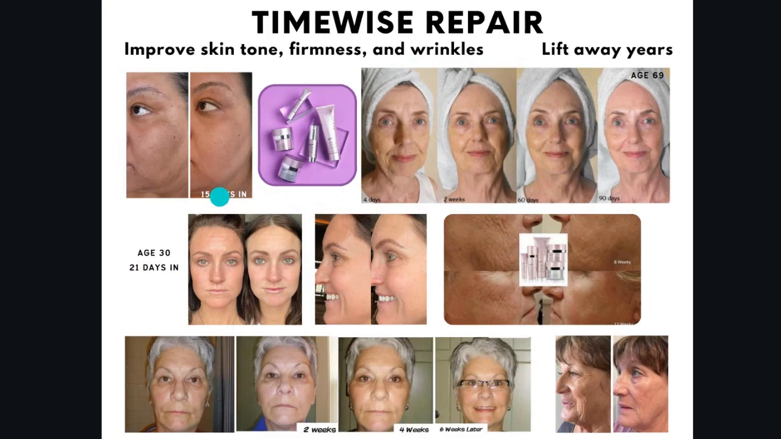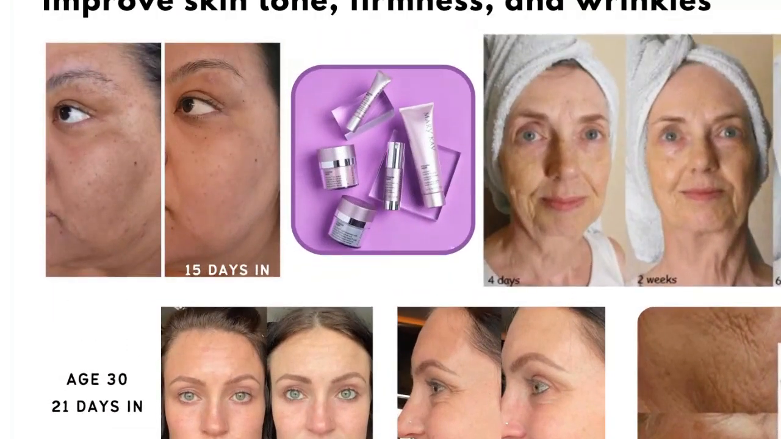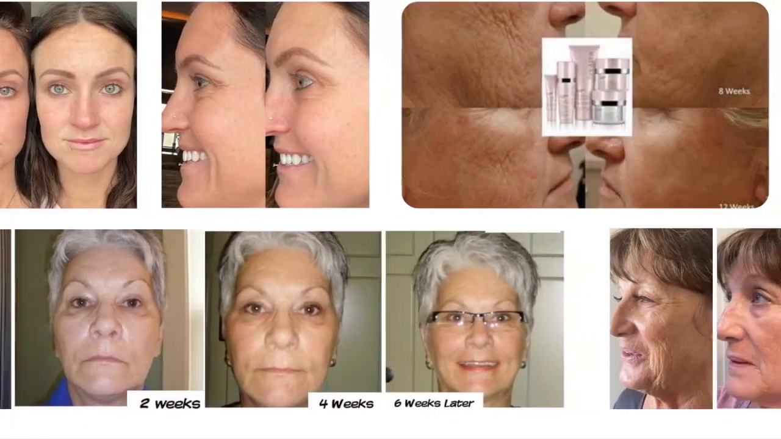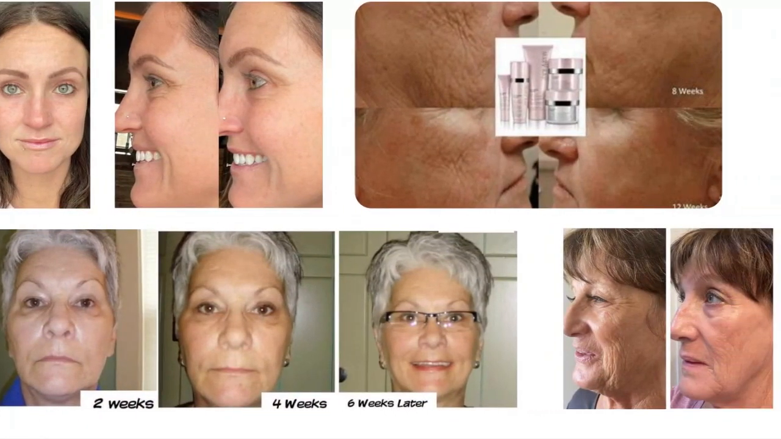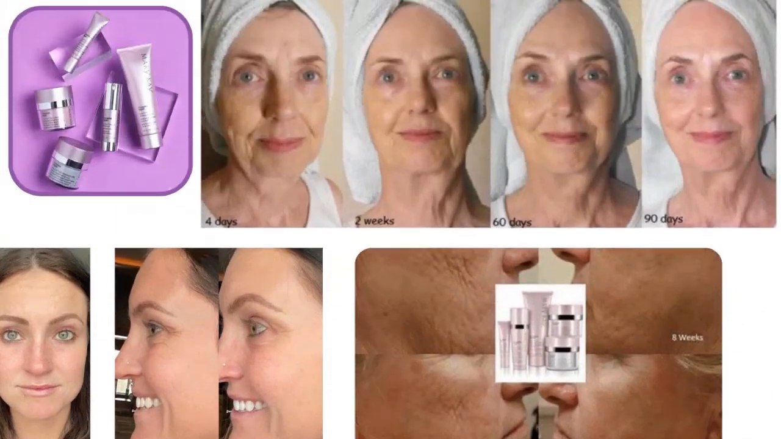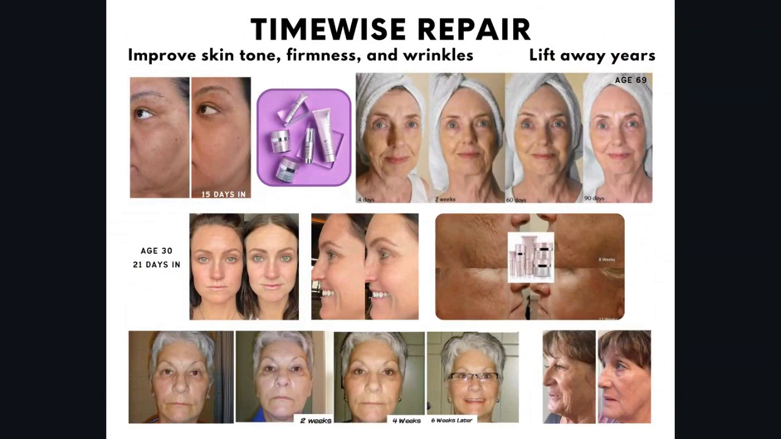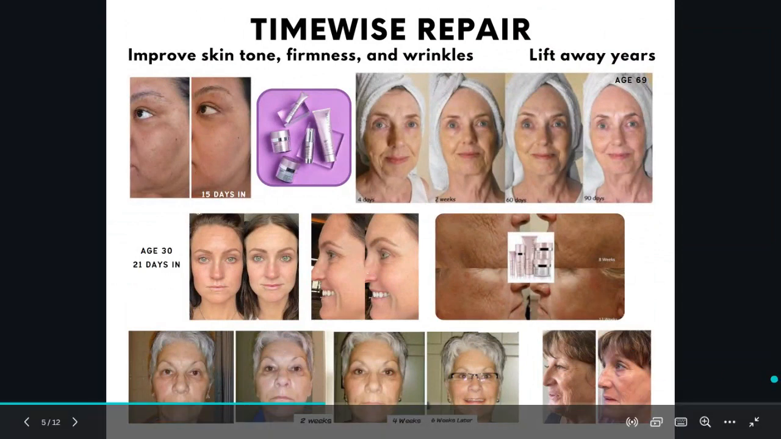Well, one, how there's different ages, right? You can see women in their 30s. You can see the firmness of the skin, of course, wrinkles, the skin tone that improves. So pretty incredible results from the TimeWise Repair. So, all right, let's go ahead and start putting on some products.